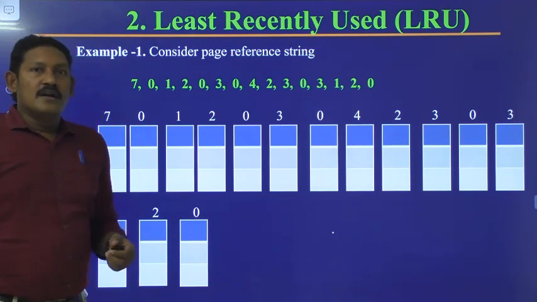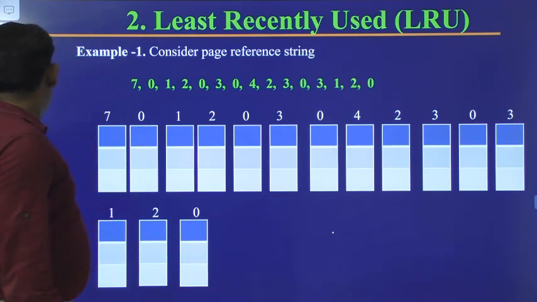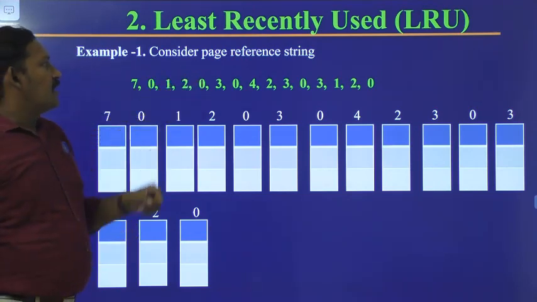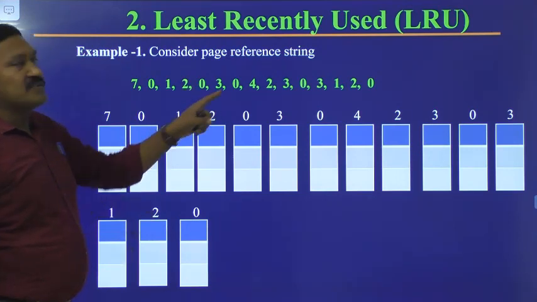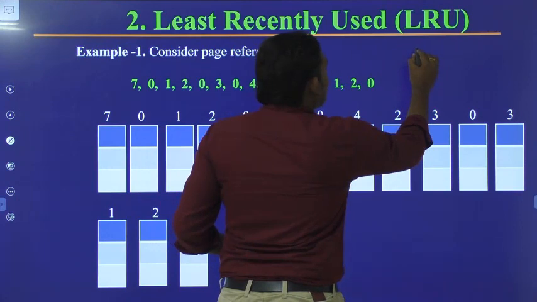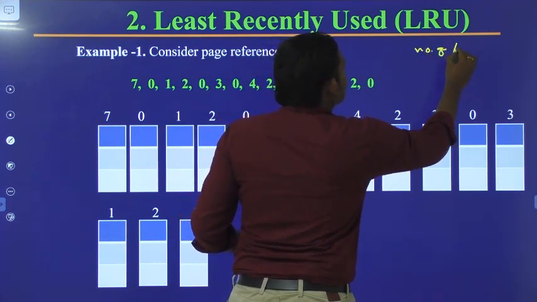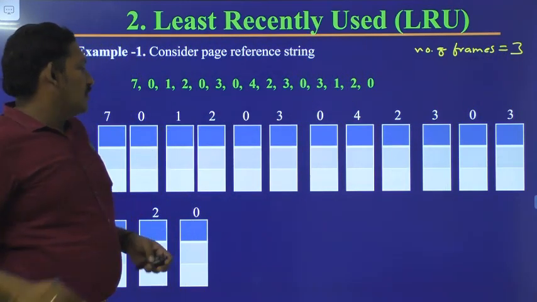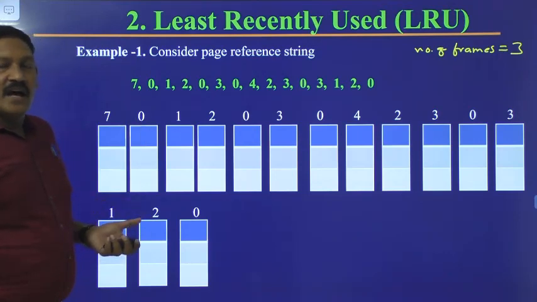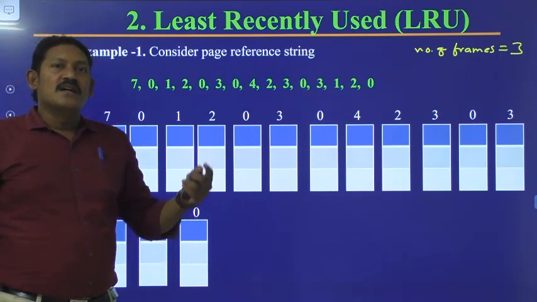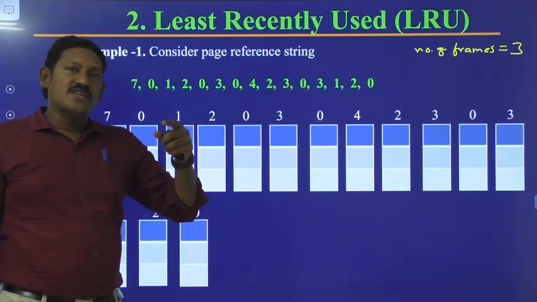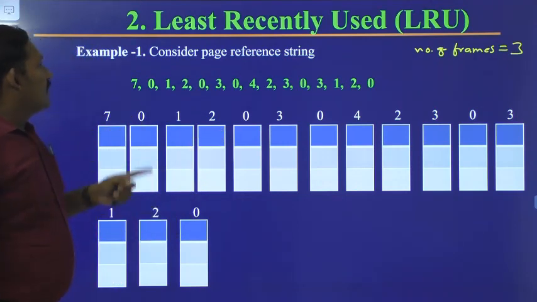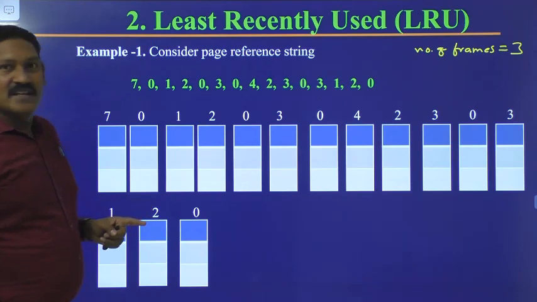Next, we will go for least recently used. Here also the same. Consider the page reference strings. These are the reference strings. Here also we will assume that the number of frames are 3. In the previous algorithm, we used first in first out, means the page which was inserted first into the main memory should be removed first. Here it is least recently used.